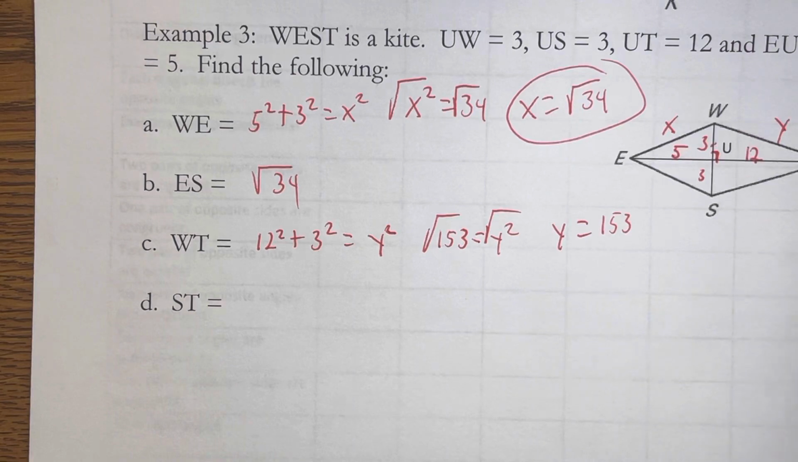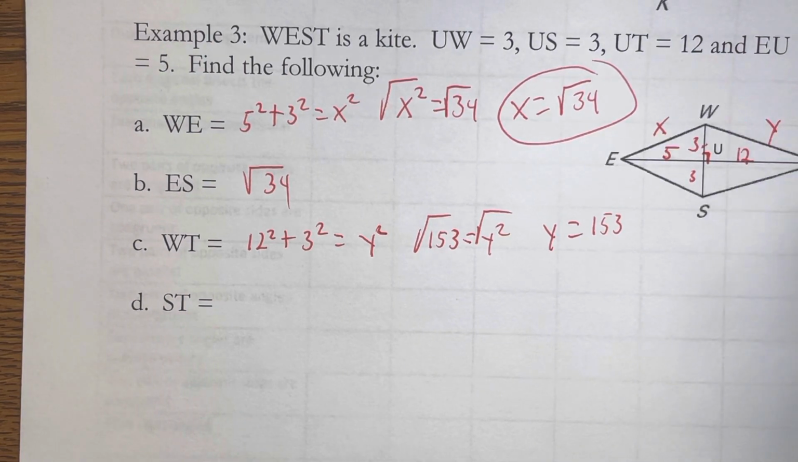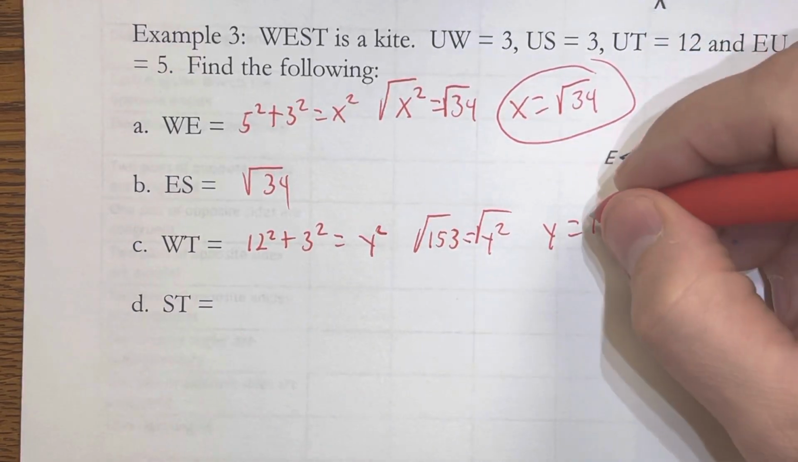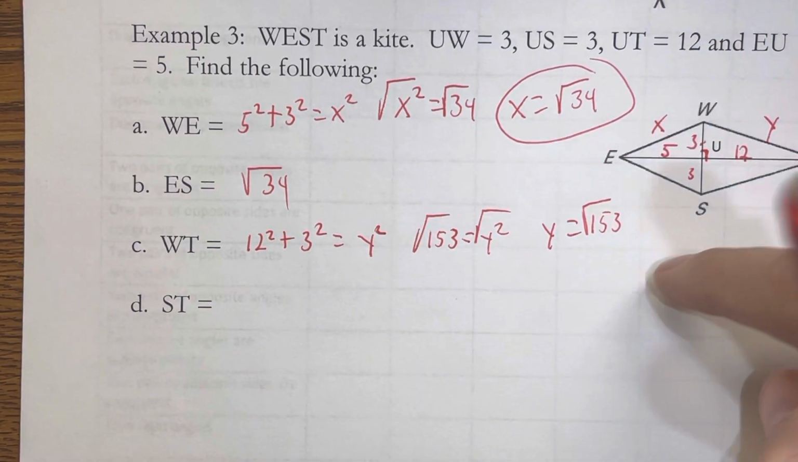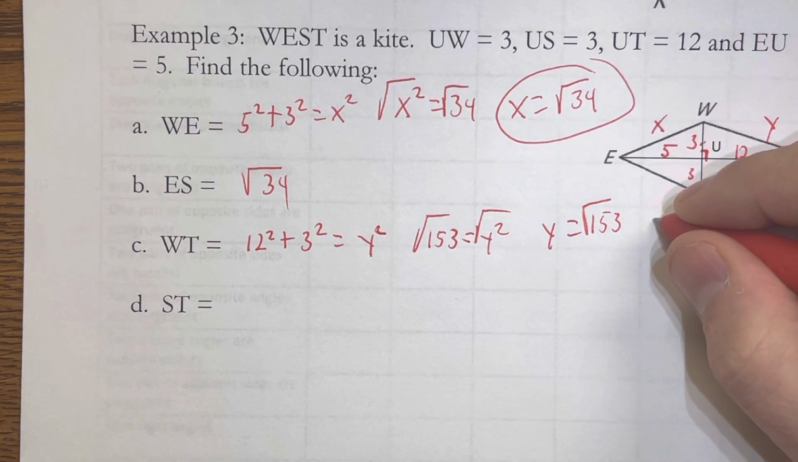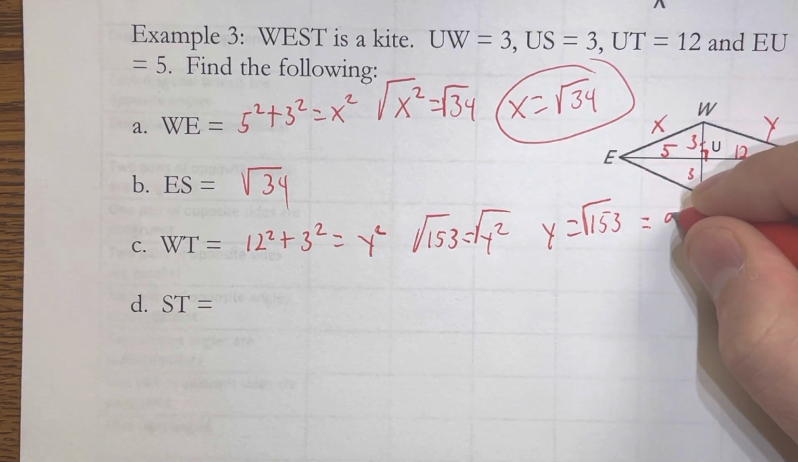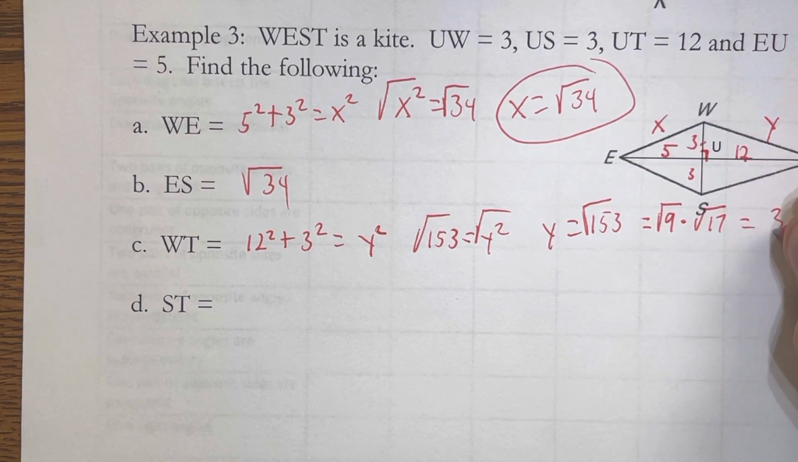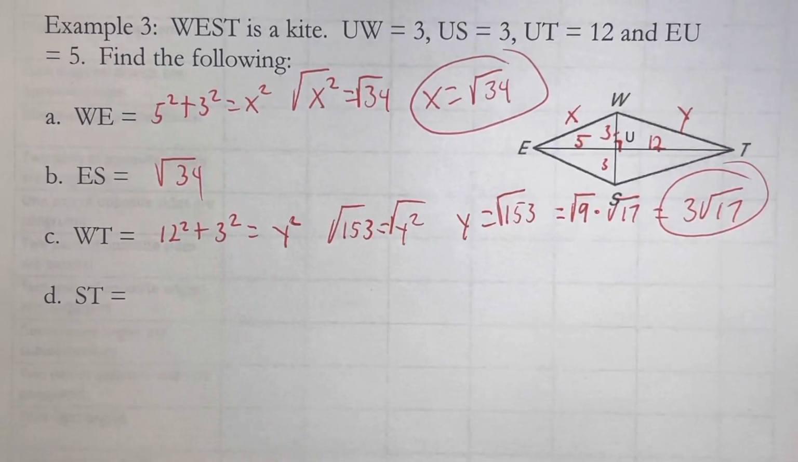And then if we want to simplify this radical, I believe we did that a little bit right at the beginning of the year. For me to simplify the square root of 153, I'm looking for the perfect square factor that goes in. That is 9. So we could take this and break it apart to 9 times 17. So we have square root 9 times square root 17. And we get 3 times the square root of 17 for WT.